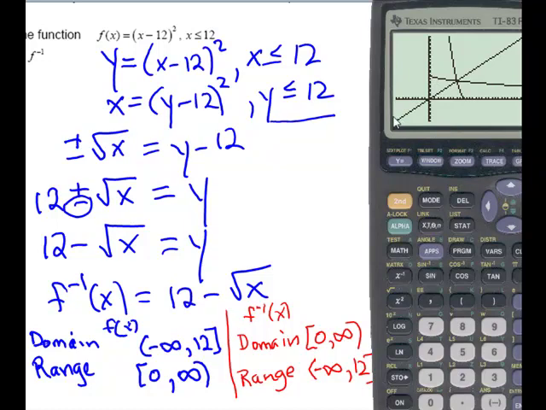For the range, that's coming from this restriction. The highest it can go is to 12. As you go out this way, this can go on down. So it actually can come from -infinity up to 12, but 12 is going to be as high up as it can go.